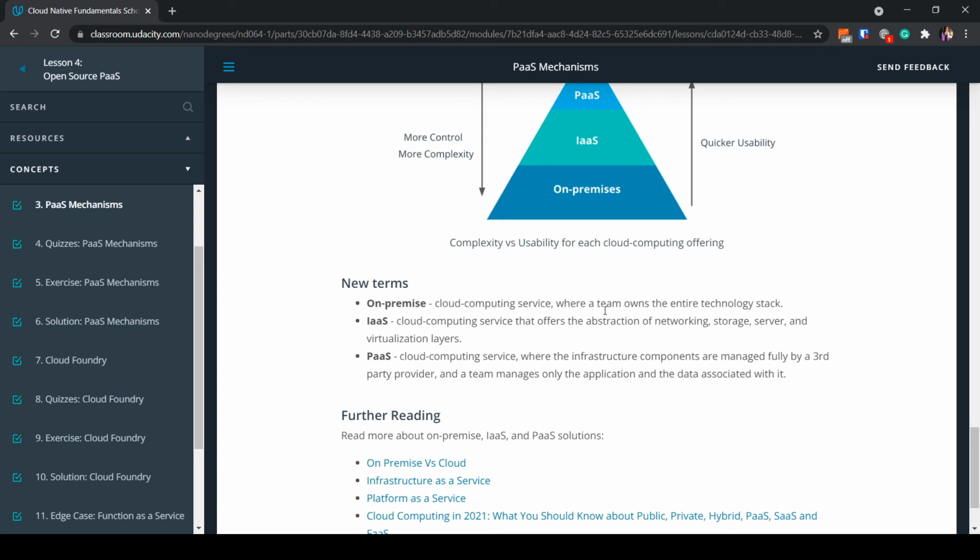So I hope this clears up platform as a service, PaaS, infrastructure as a service, IaaS, and on-premises solutions for you.